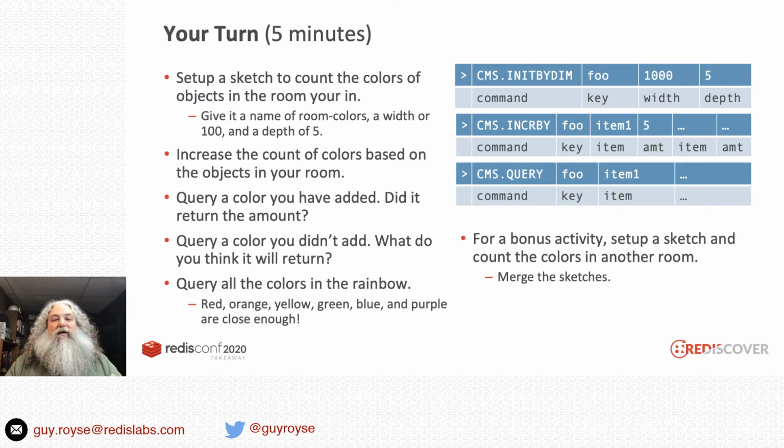Query a color that you've added. Does it return the amount? It will. Query a color that you haven't added. What do you expect that will return? Query all the colors in the rainbow with one big statement. Get red, orange, yellow, green, blue, and purple, and see a little graph of sort of the rainbowness of your room. And if you want a fun bonus activity, set up a sketch and count the colors in another room, and then merge those sketches together. And that should take you about 5 minutes, maybe 10-ish. So go ahead and take a stab at that, and I'll be right here.